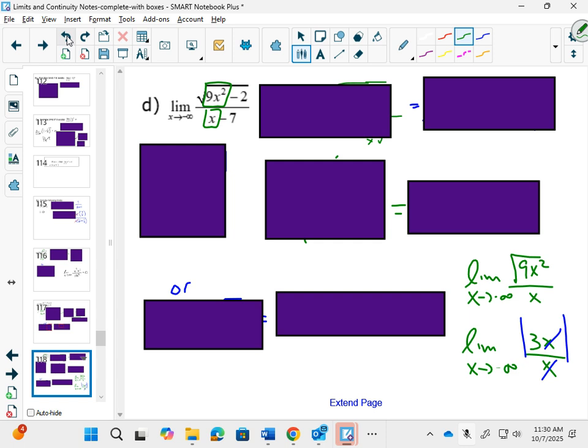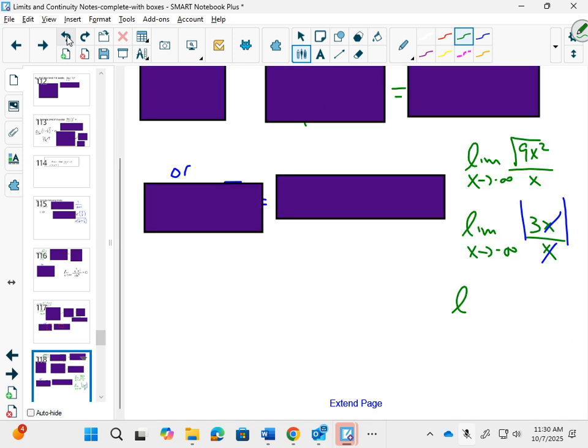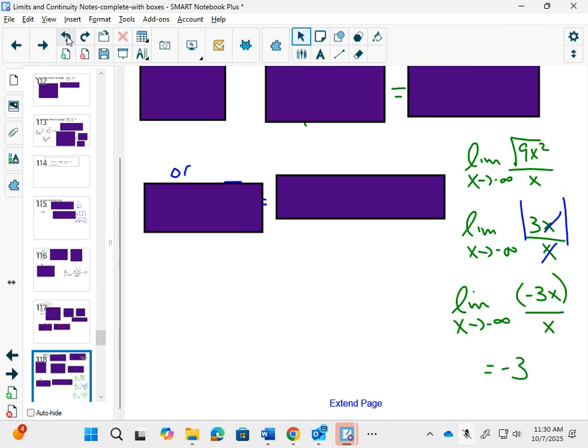So as x goes to negative infinity, the absolute value of 3x will actually be negative 3x, because it has to be positive. If I plug in a negative number, to make it positive I'd have to multiply by a negative, which, when divided by x, makes this negative 3. So if we look at our highest powers, square roots are tricky, especially if you're going to negative numbers.